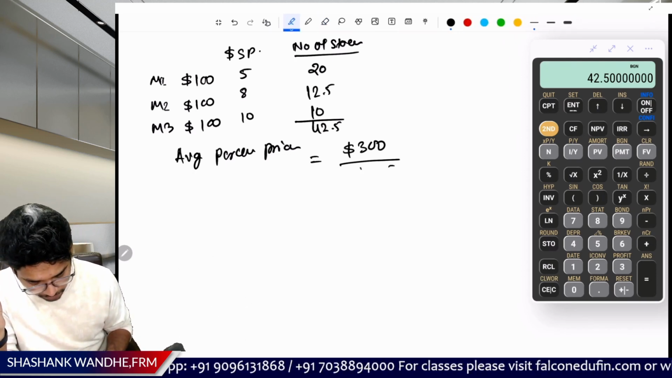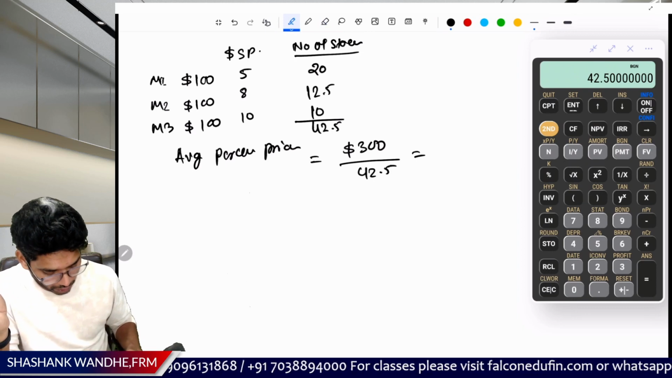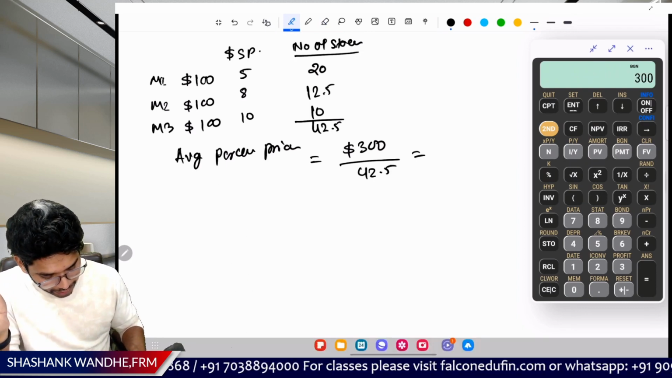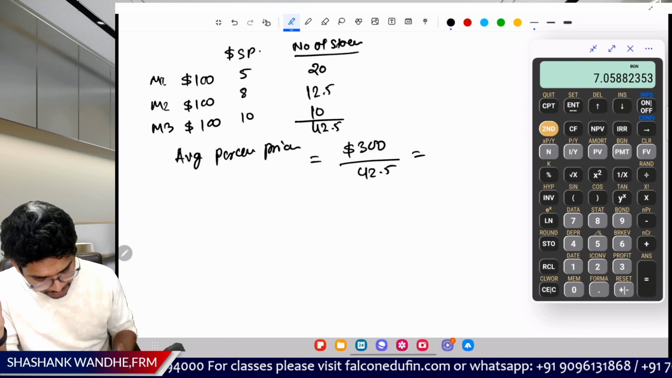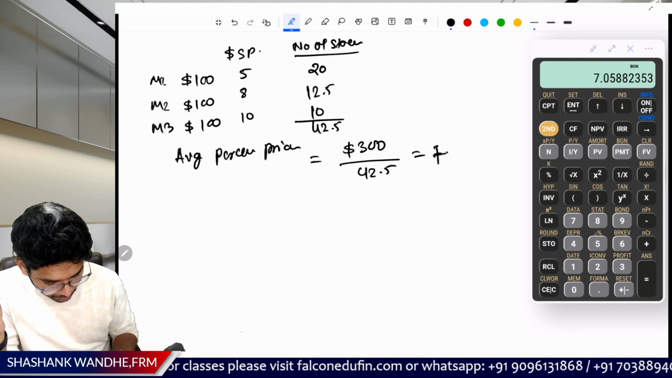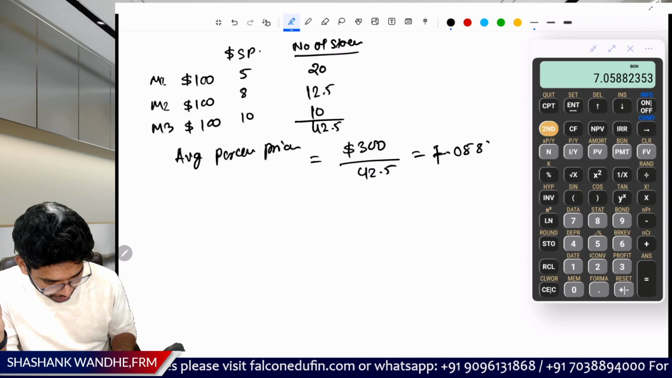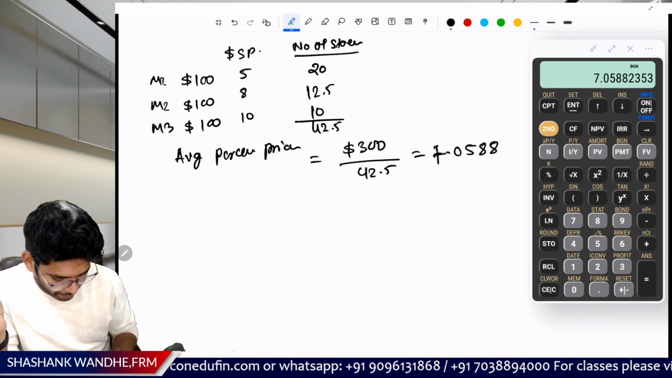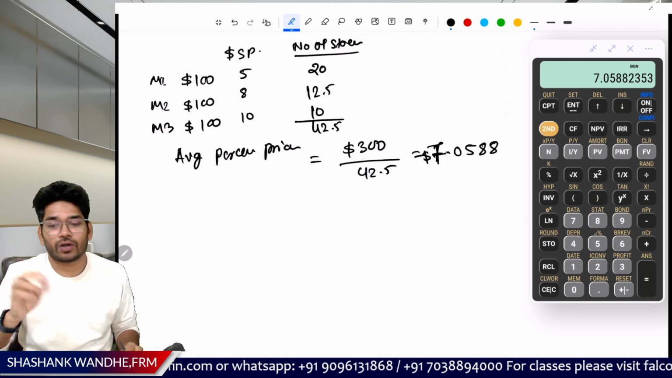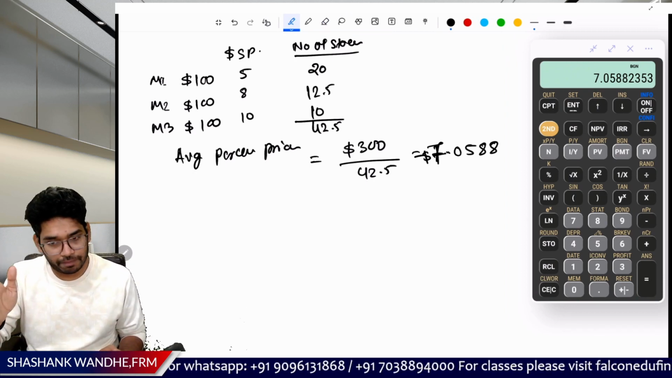$300, and total number of stocks we are able to purchase is 42.5. And if you simply solve this, 300 divided by 42.5, so answer is 7.0588. Okay, so this is how you can calculate the average purchase price.